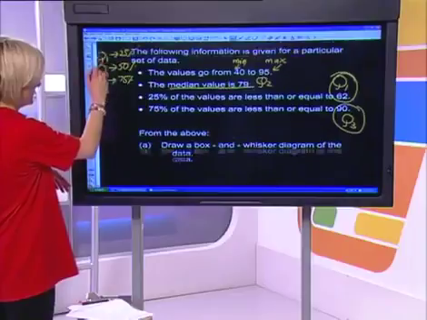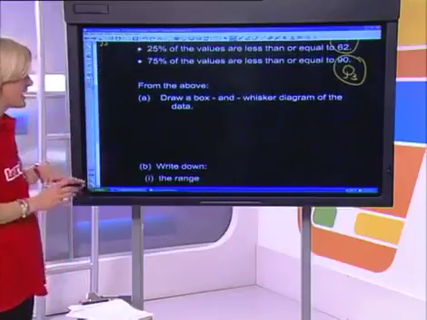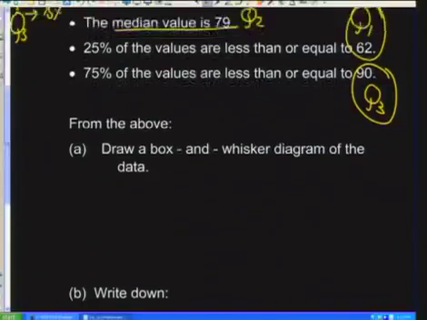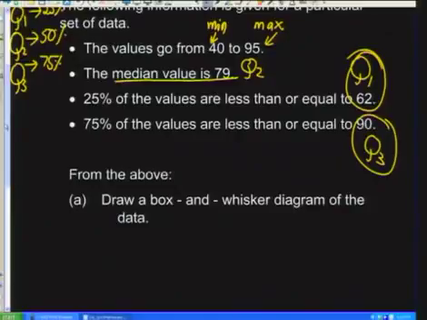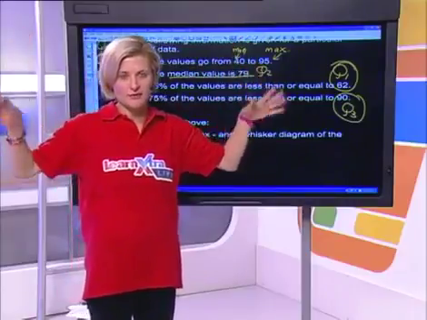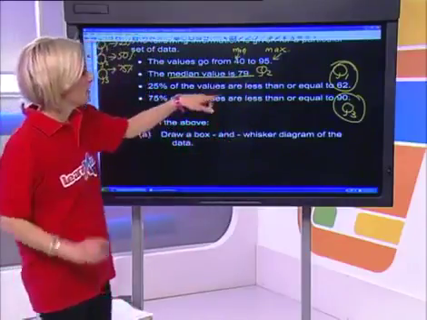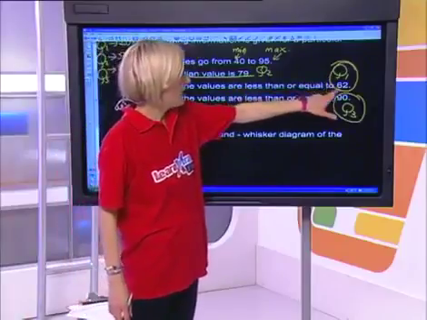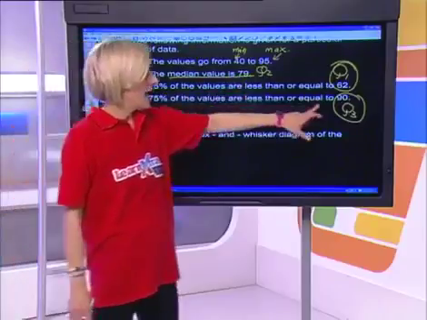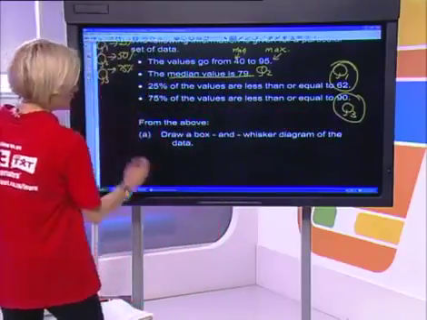So the first question is to draw a box and whisker diagram of this data. Boys and girls, I've gone through that now in quite a lot of detail. You'll do your number line from 40 to 95. On 40 and 95, you'll put either a line or a dot. As we said, that's also fine. And then you will put another line on Q1, which is 62, on Q2, which is 79, and on Q3, which is 90. And those you will connect.